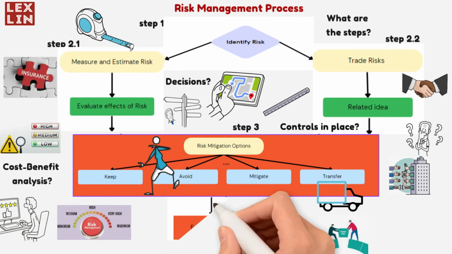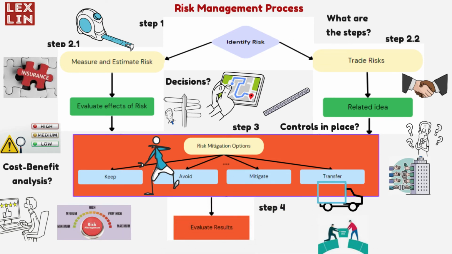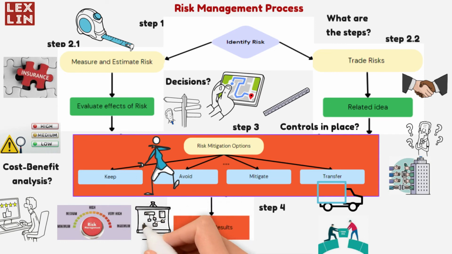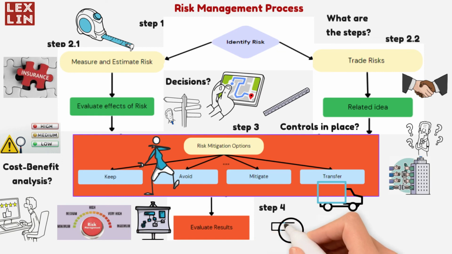And then after that, after the risk mitigation process, you go into evaluating the results. So this is a cyclical process that you want to come back to every so often after you've made a decision on what risk mitigation option you're going for. So you want to evaluate the results. All right, the controls that I have in place, whether it's keeping, avoiding, mitigation, or transference. What kind of results am I getting from this? Is it effective? Is it achieving what I wanted to achieve? And you want to come back to evaluating the results.